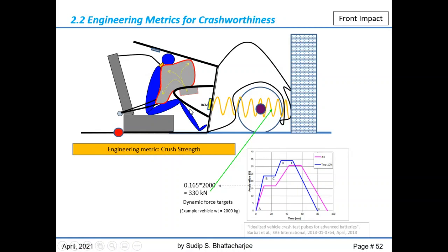The ultimate objective is to decelerate the vehicle and stop it gently. And then the restraint system will take care of the occupant response management inside the vehicle.